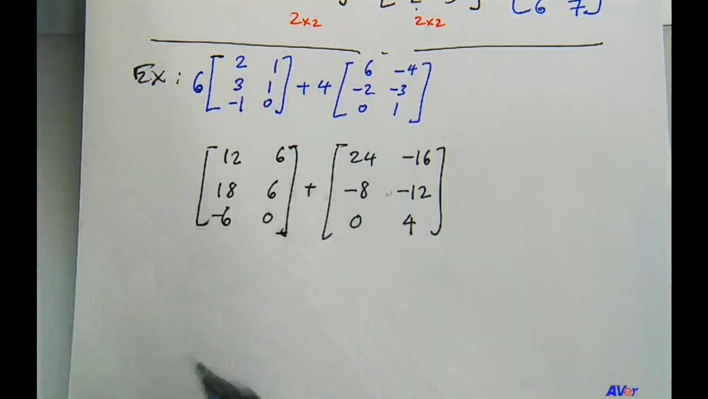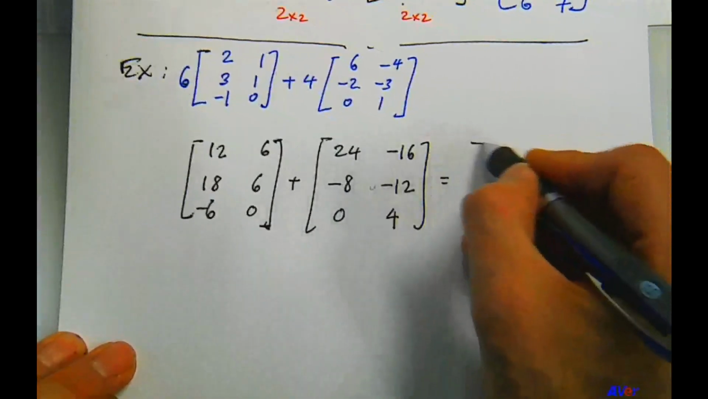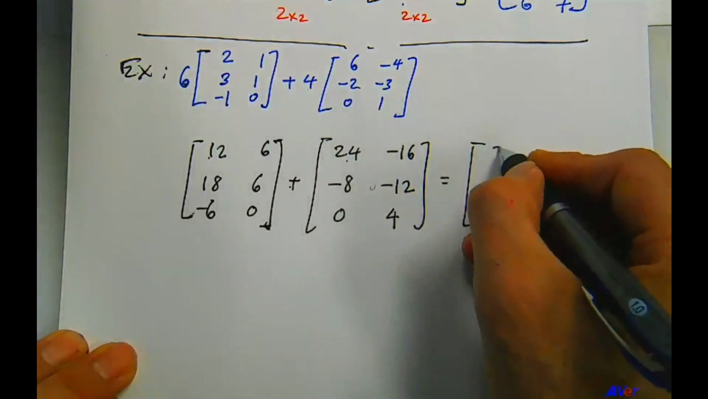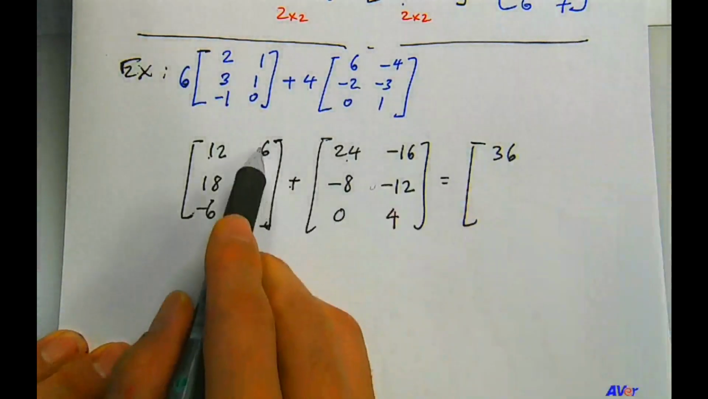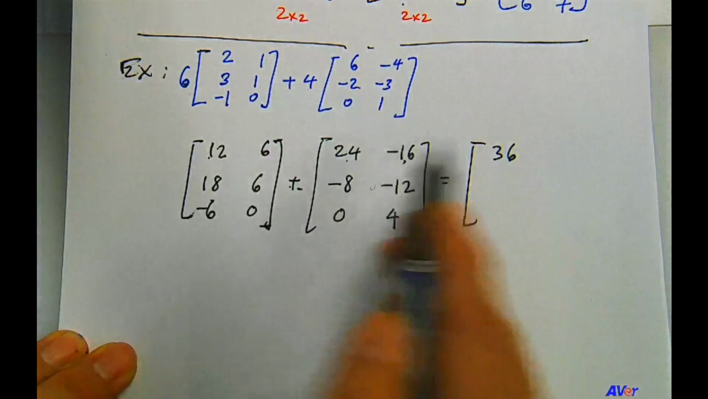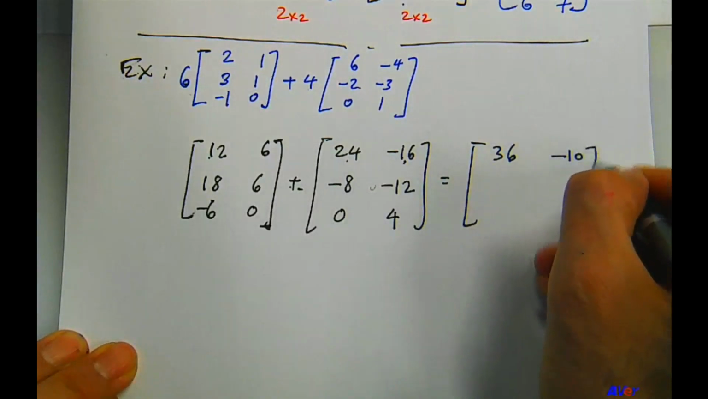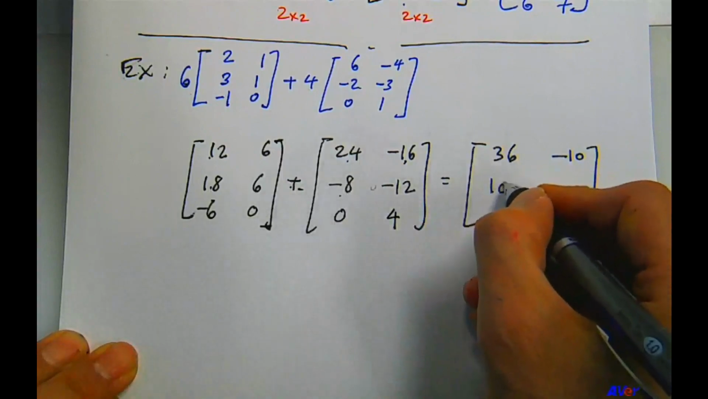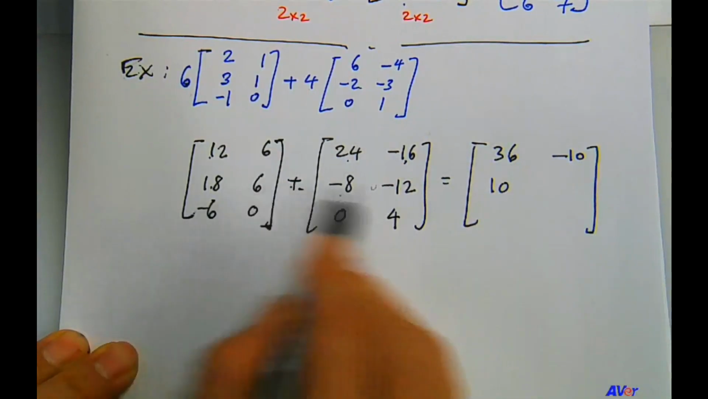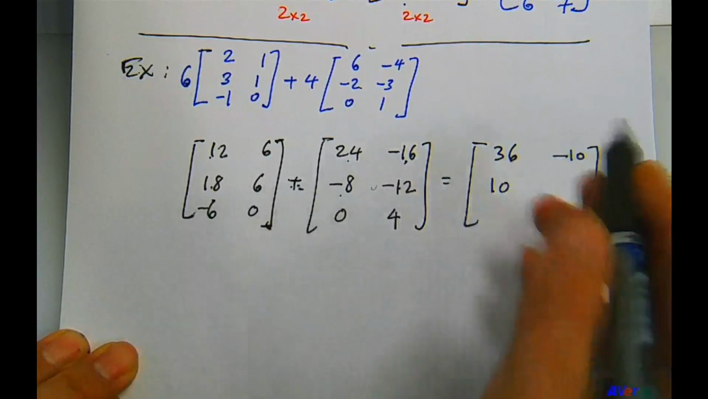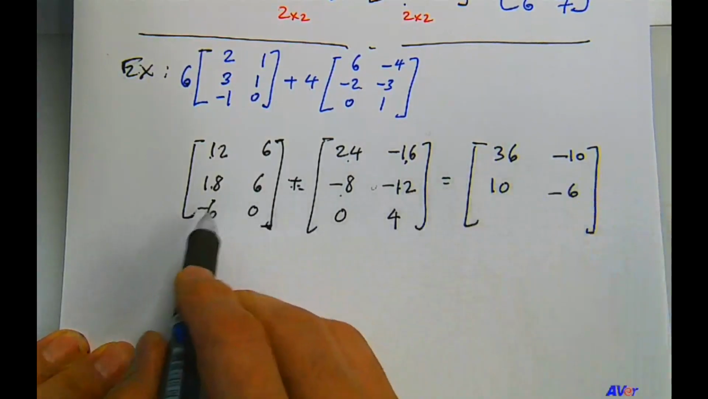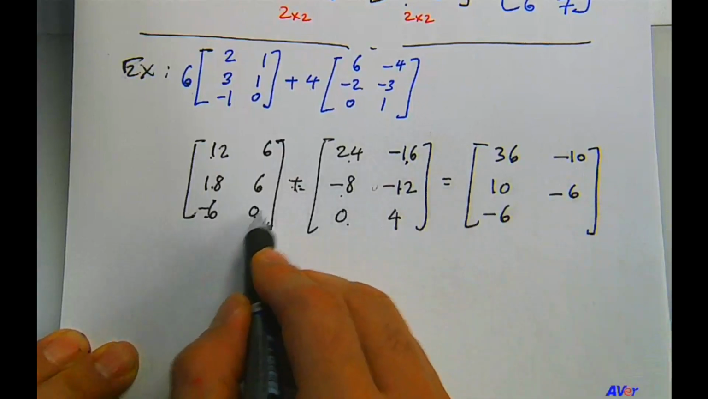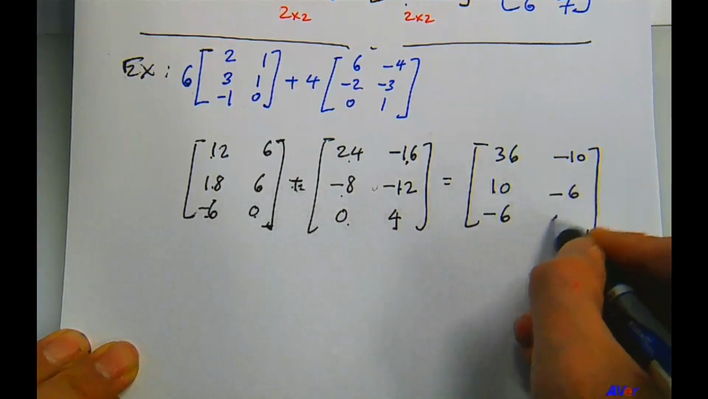But now we have to add the elements. So 12 plus 24, we have 36. 6 plus minus 16, that's minus 10. 18 plus negative 8 is positive 10. 6 plus negative 12 is negative 6. Negative 6 plus 0 is negative 6. 0 plus 4 is 4.